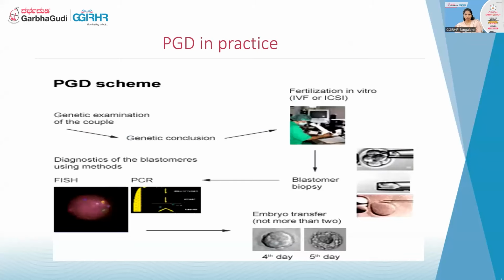As a general practice, you can see in the PGD scheme, first there is a genetic examination of the couple. Then there is a conclusion on what needs to be done. After that, they go for IVF, in vitro fertilization. Then we take a few cells from the embryo. We create an embryo, take a few cells, and send them for FISH or PCR, fluorescent in situ hybridization or PCR. Based on the result, we will go ahead with the transfer.